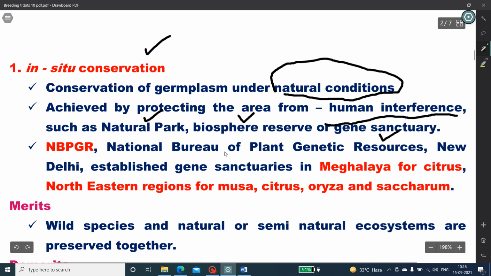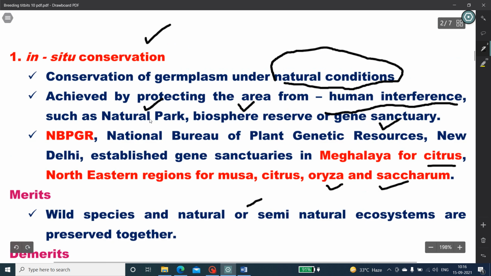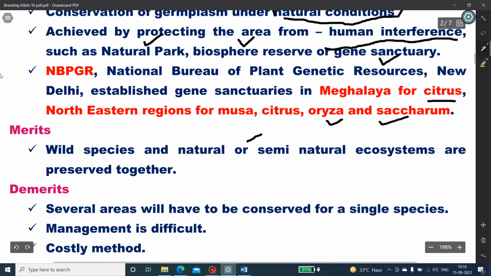And the National Bureau of Plant Genetic Resources in New Delhi established gene sanctuaries in Meghalaya for citrus, as well as in northeastern regions for Musa, citrus, Oryza and Saccharum. And let us see the advantages of this in situ conservation. Wild species and natural, semi-natural ecosystems are preserved together.